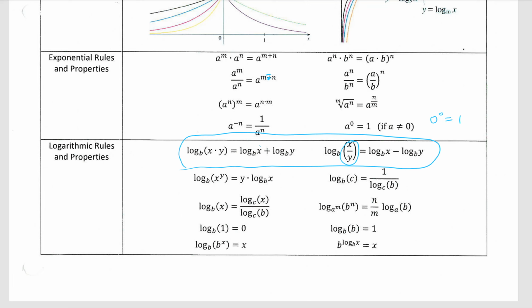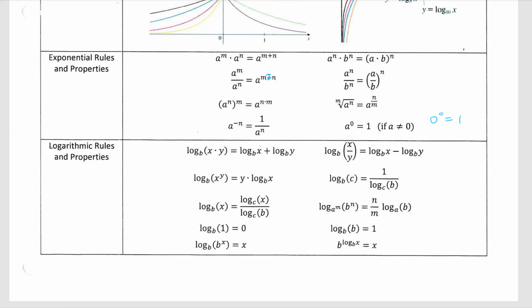But log can split the quotient into a difference. Then the derivative of a difference is just the difference of the derivatives. So the log functions can help us make the derivative easier. Okay? And for log_b of x to the y, we can put the y, the exponent, down in front. So we have y log_b x.